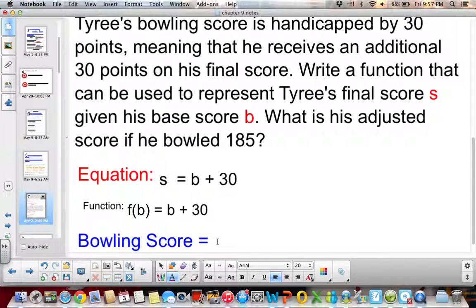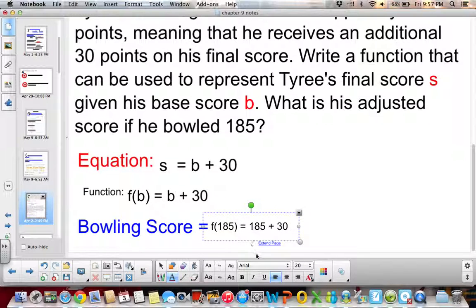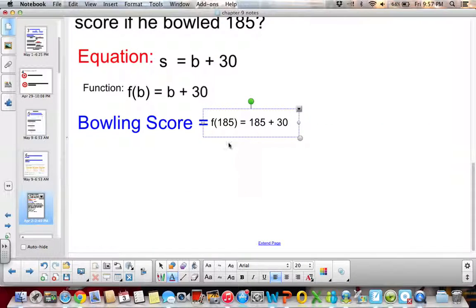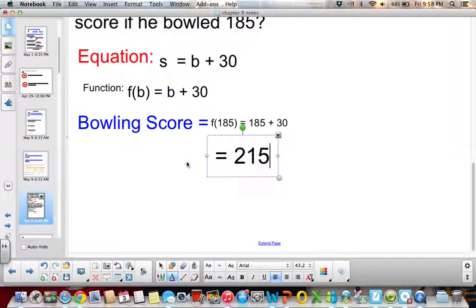If his bowling score is 185, so f of 185 equals 185 plus 30, which then equals 185 plus 15 equals 200 plus 15 more, which would be 30, would be 215. So his new adjusted score is 215.